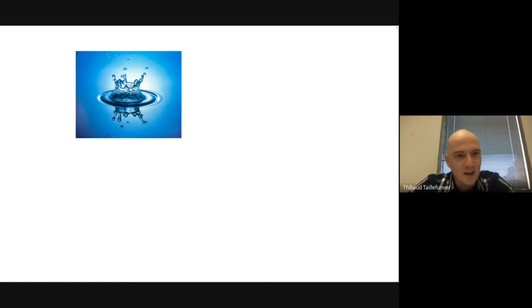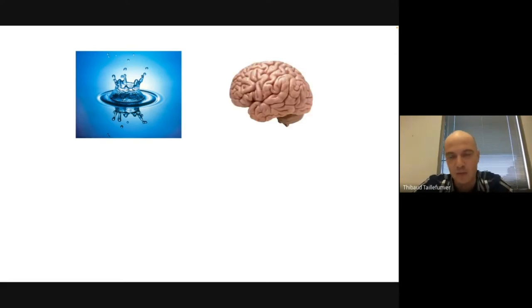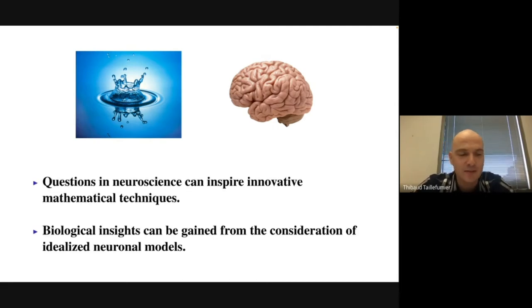And that is that I guess we can all agree that mathematics is quite successful at explaining those kinds of systems, the inanimate ones. But when it gets to the system we're interested in, which is the brain, it's much more arguable to what extent mathematics has been successful. And so my approach, generally speaking, is about using neuroscience to devise new mathematical techniques if possible, or to gain biological insight from mathematical analysis.